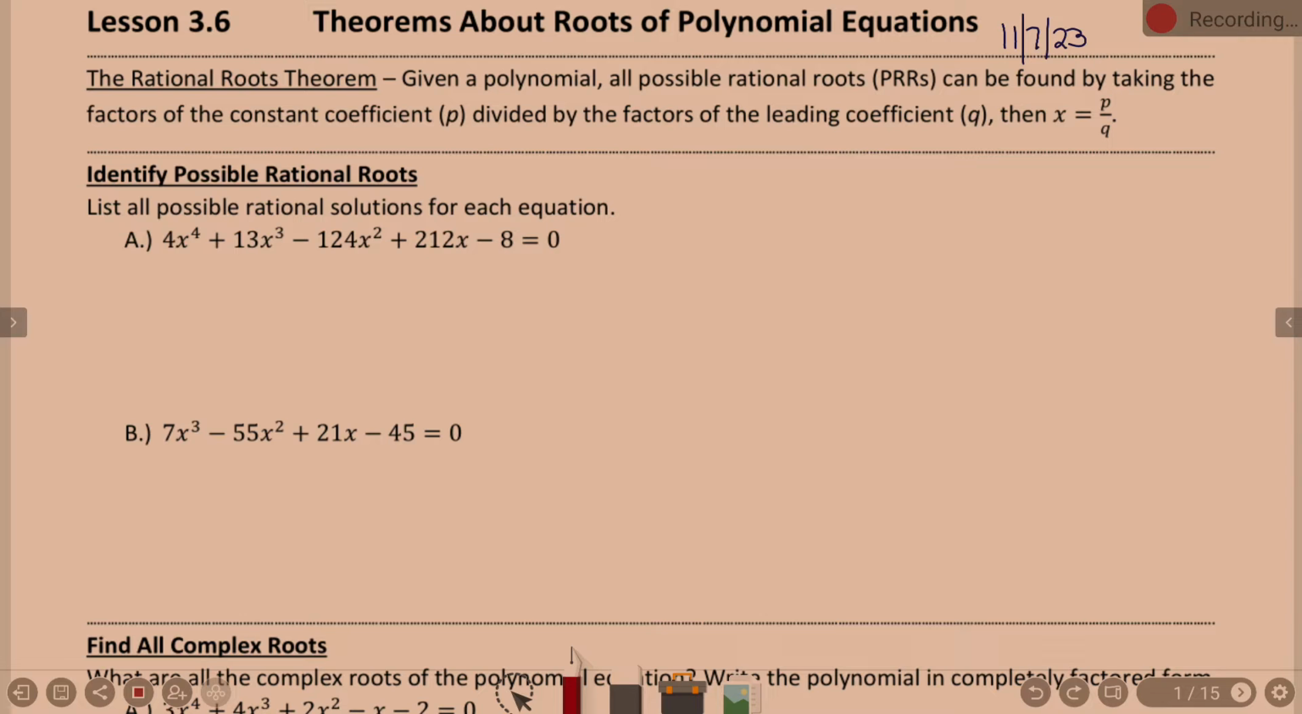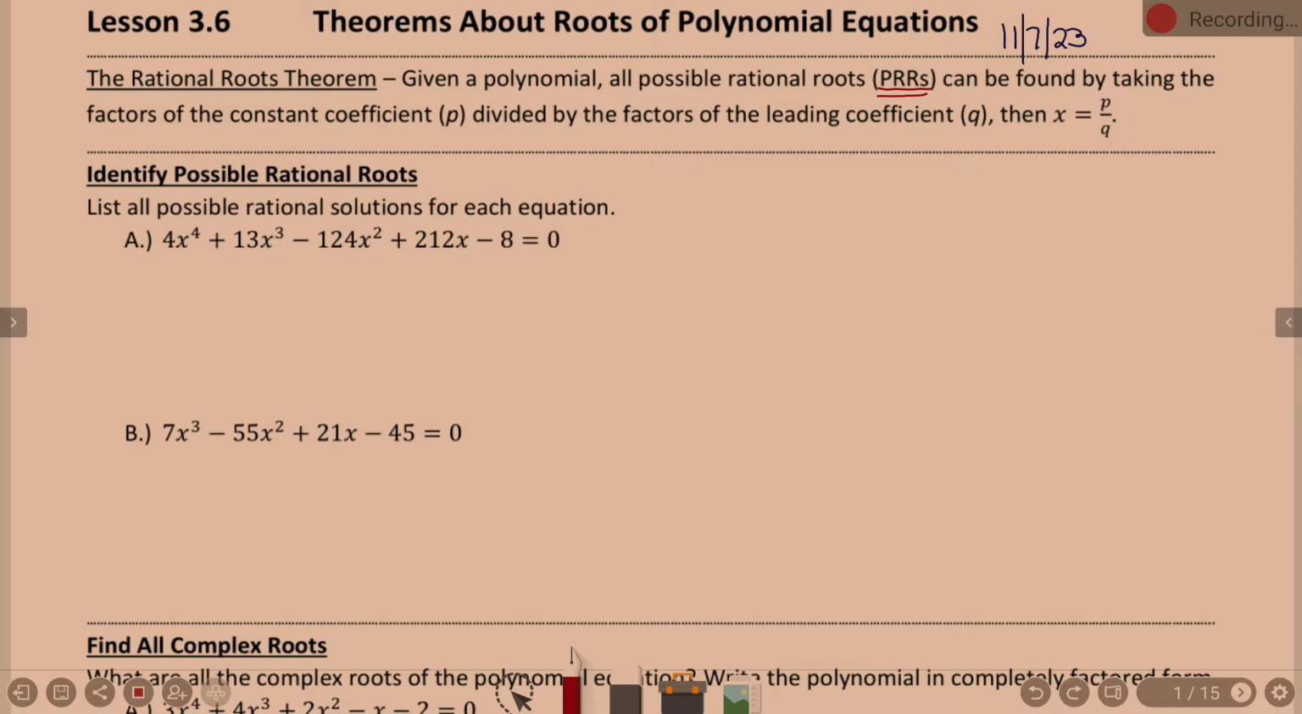So we have to come up with other options of, okay, if we don't have a graph, what are my options? Okay, how can I find some of those zeros? And so with that, we're going to talk about something called the rational roots theorem. It reads, given a polynomial, all possible rational roots, PRRs, can be found by taking the factors of the constant coefficient, P, divided by the factors of the leading coefficient, Q, and then X is equal to P over Q. Okay, so when you hear me talk about PRRs, this is what I've been referring to, okay? Possible rational roots, potential rational roots, however I say them.